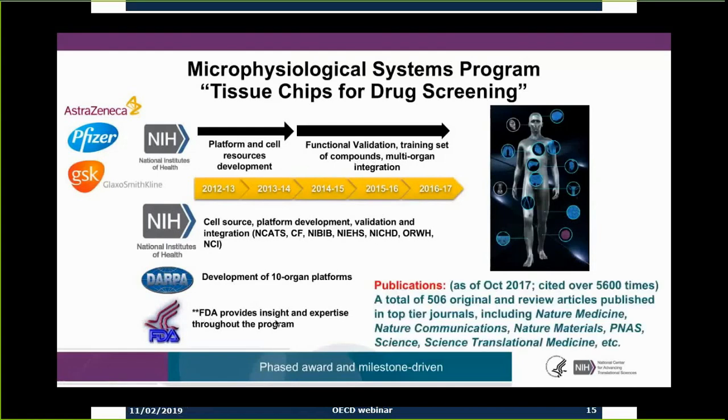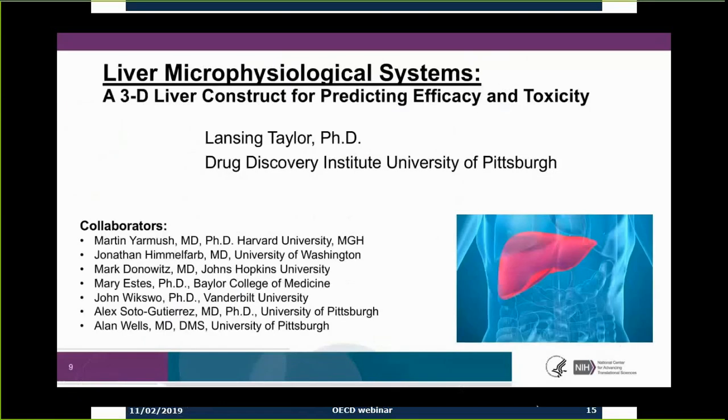So over the course of the 5 years of the program, more than 500 publications came out of this program, published in a number of high-level journals. But we also wanted to shift gears and tell you a little bit more about the liver on a chip.